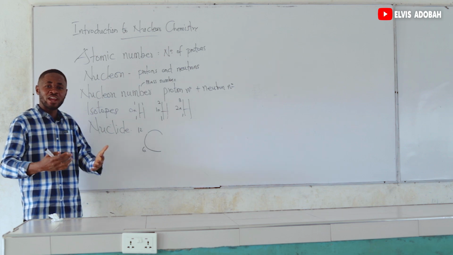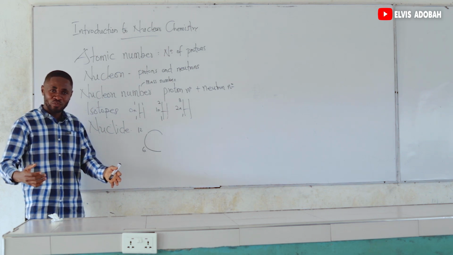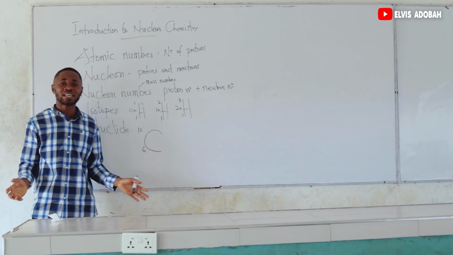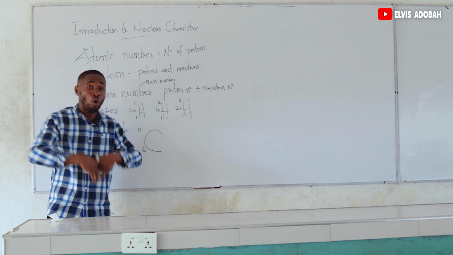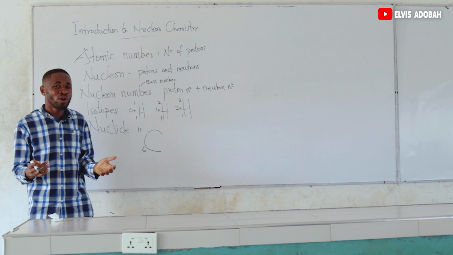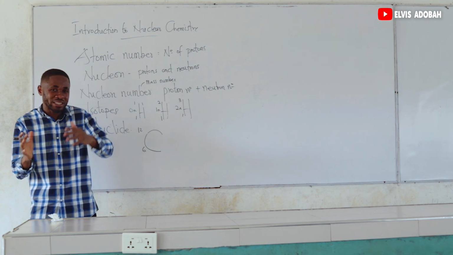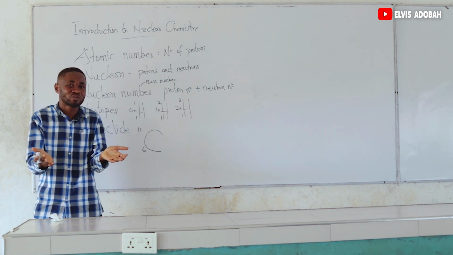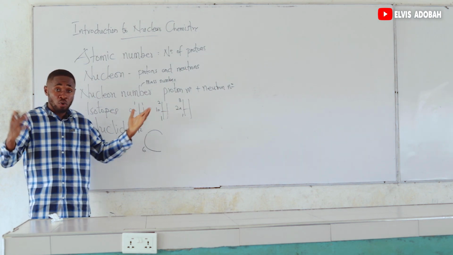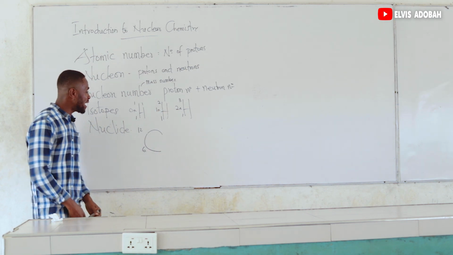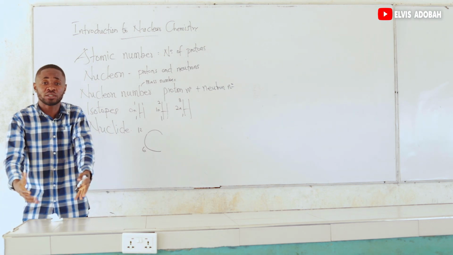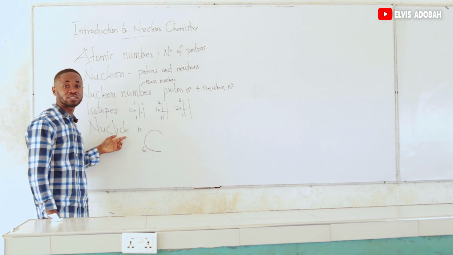We can also define nuclides as any atom whose atomic number and mass number are known. So either we know the atomic number and the mass number, or we know the atomic number and the number of neutrons. If you know the atomic number and number of neutrons, you can just add them up to get the mass number. If you know the mass number and atomic number, you can just subtract and get the number of neutrons. So both definitions work. Any atom whose number of protons and number of neutrons are known, or whose number of protons and mass number are known, is what we refer to as a nuclide.